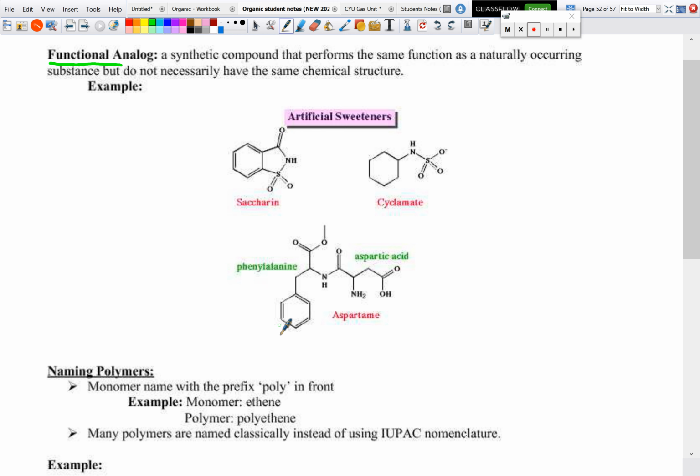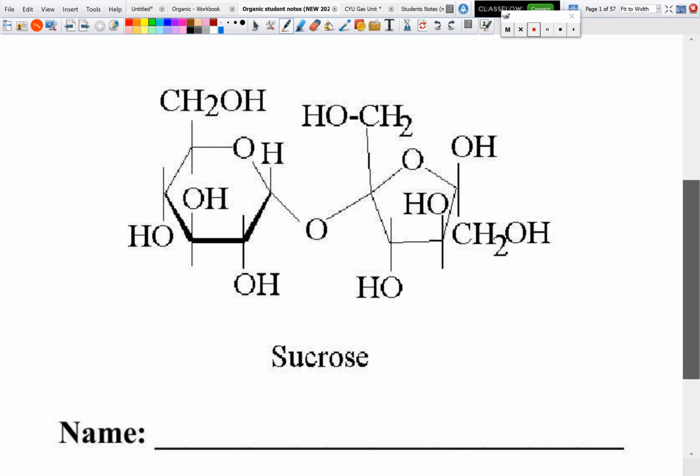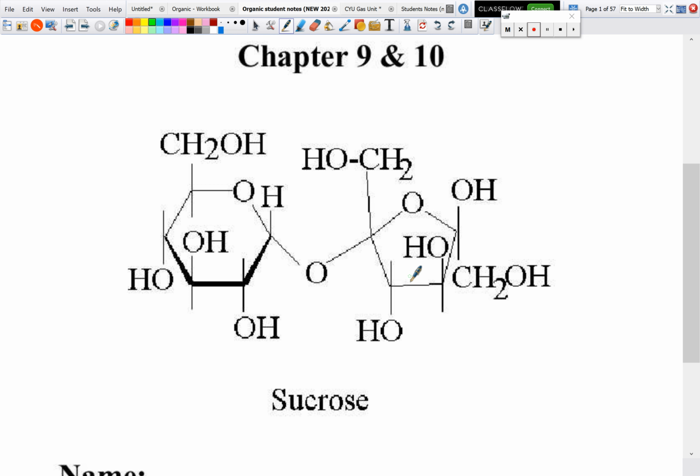So these are all functional analogs of what sugar would be. Now, if you're curious what sugar looks like, just flick to the cover page of your organic notes. This is what sucrose looks like. So we can tell, even looking at this molecule right here, those artificial sweeteners look nothing like our normal sucrose molecule. But they do have the exact same function. That means they sweeten things, although they're all completely different.